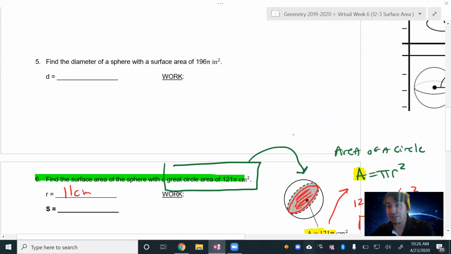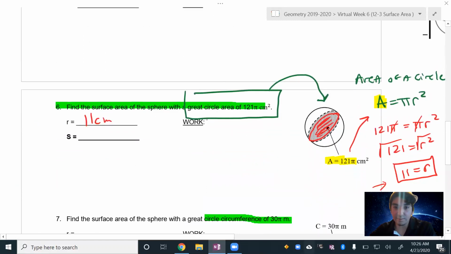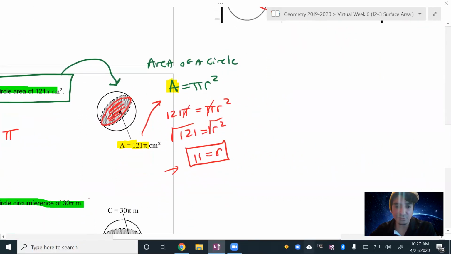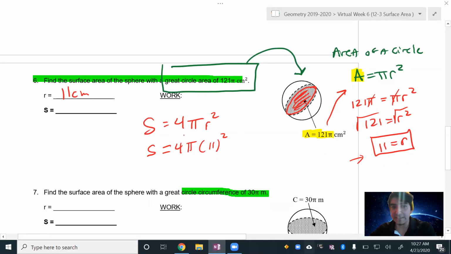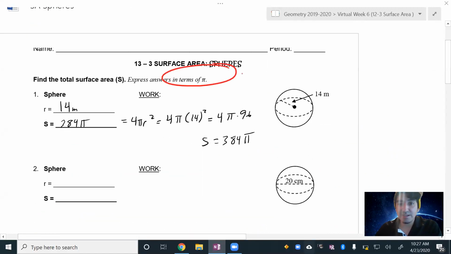Now, if you're asked to find the surface area of this figure, then obviously you can use this formula right here. Plug it in. So S is equal to 4 pi r squared. Then you have 4 pi, and my r is going to be 11 squared. From here, you have 4 pi times 121. When you multiply that out, you'll get 484 pi, and that's going to be my surface area. So 484 pi centimeters squared. Make sure you leave it in terms of pi, so that means no decimals, unless it says otherwise.